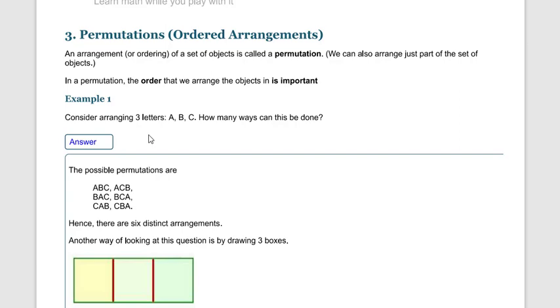So now in today's lecture we will discuss permutation, and in the next lecture we will discuss combination. Permutation and combination.